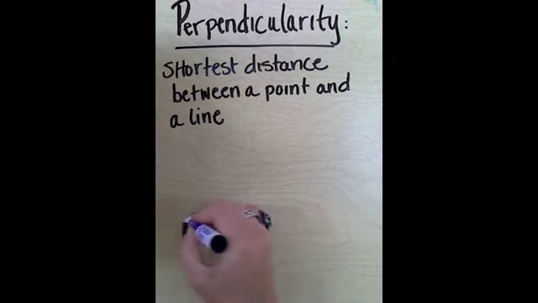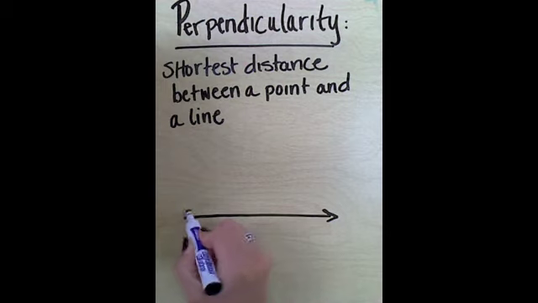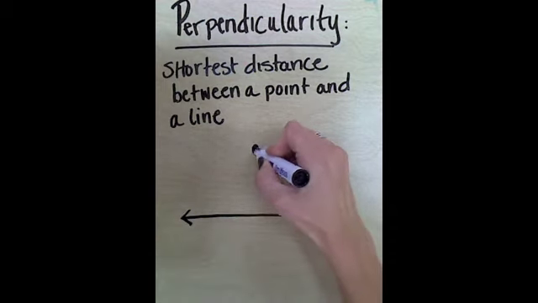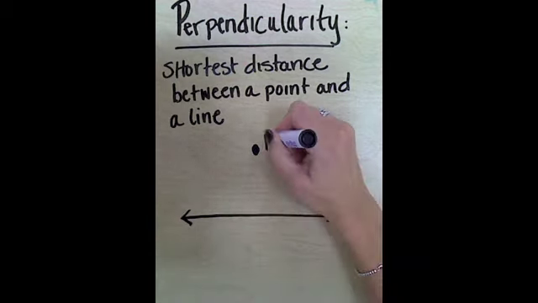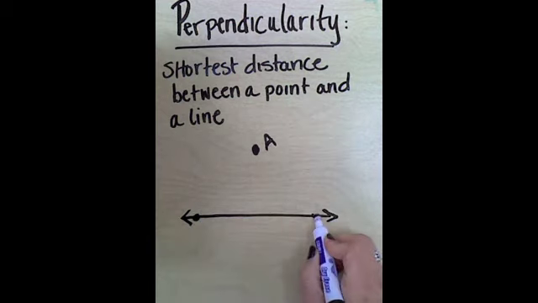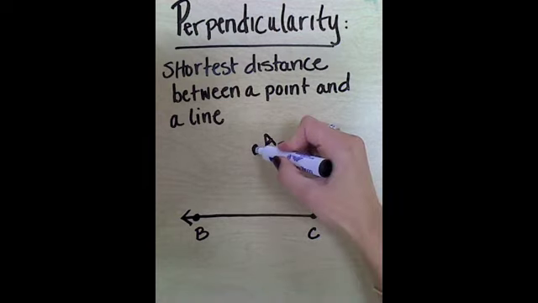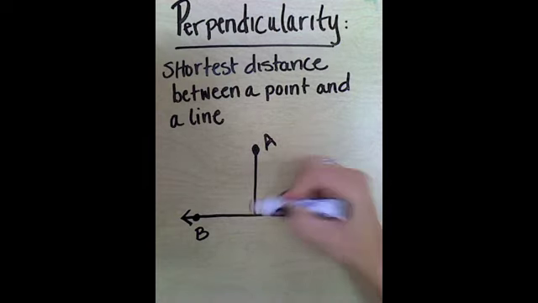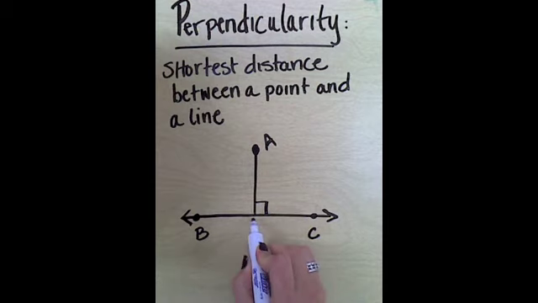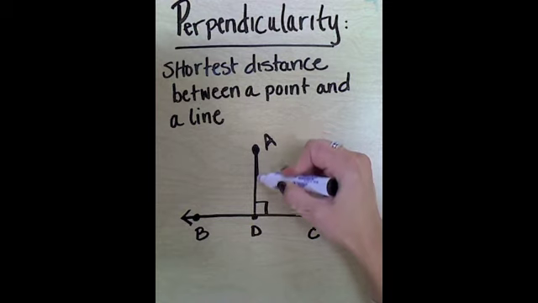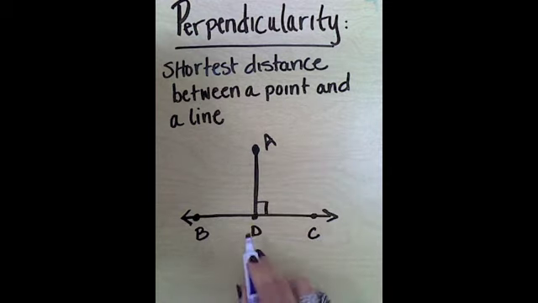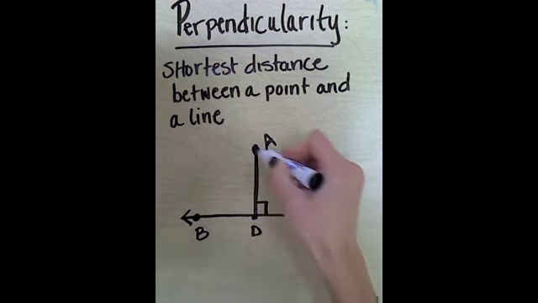So if I had a line and a point someplace off of our line, we'll call it point A, and down here we'll call this point B, or line BC. If I want the shortest distance between point A and my line BC, it would go straight down and immediately form this right angle. Let's go ahead now and name that point D.